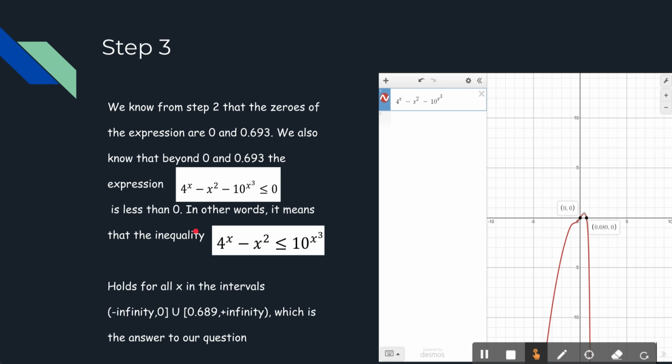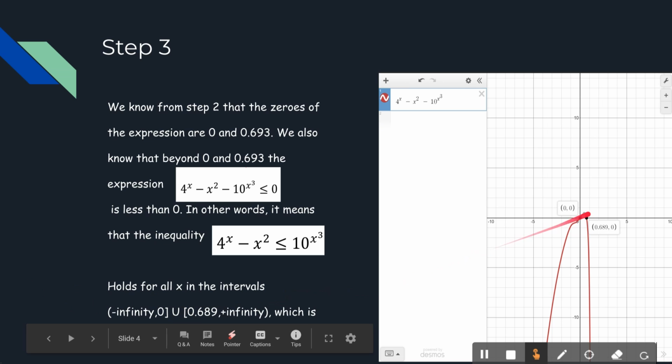So now we found the intervals, which are negative infinity to 0 and 0.689 to infinity. And these two are our solution sets. Or actually, this is one solution set since we use the union operator. And this is the answer to our question.